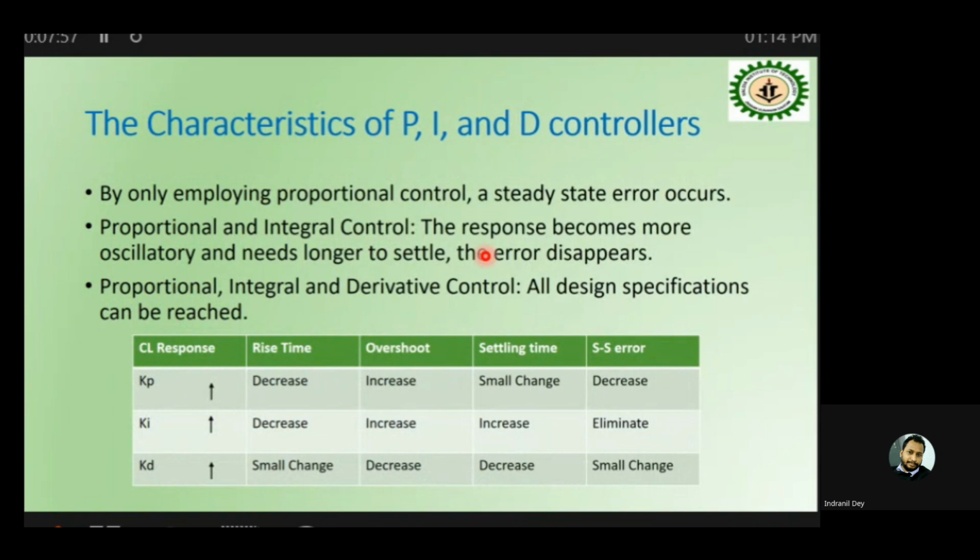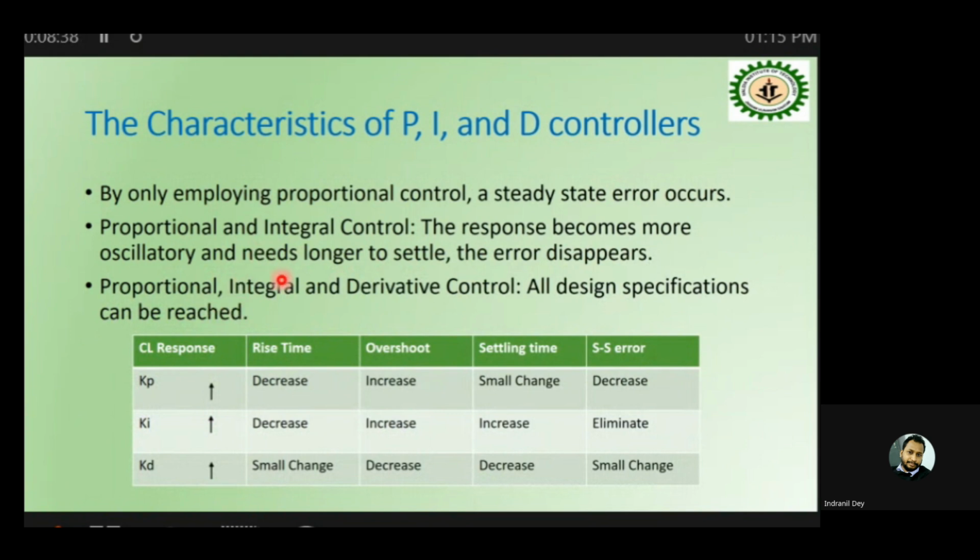Now, the characteristics of the PID controller: by implementing it, what effects will we get? First, as I told, by employing only the proportional controller, steady state error occurs. It will give the fastest response and reduce rise time, but steady state error occurs. So that is why we introduced the PI controller. The response becomes more oscillatory, which is a drawback, and it takes longer to settle. That is why it is oscillatory, but the error disappears. So one disadvantage is overcome, but another is introduced.